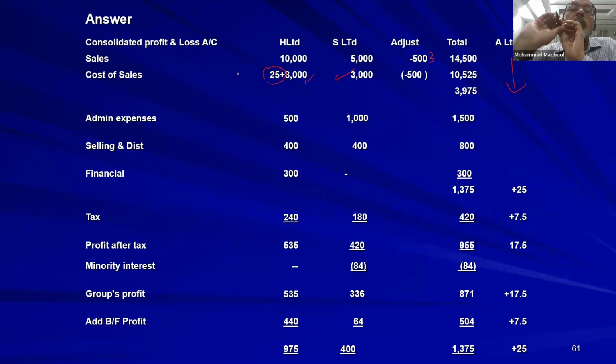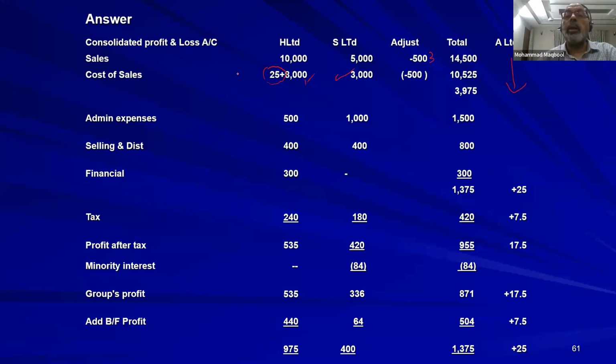And the second effect will be on the inventory figure. We have the inventory of H and S, and that also needs to be brought down because it is at 100. We don't want it at 100; this should be 75. The second effect will be on the inventory. Okay, that's what we made.